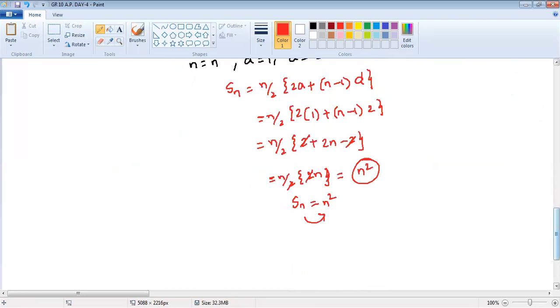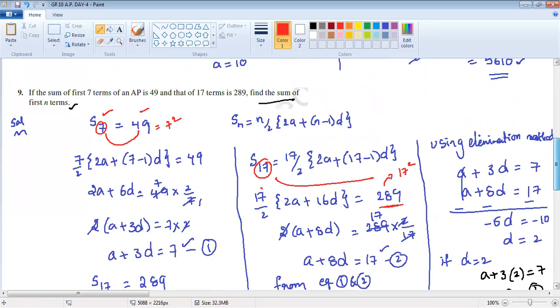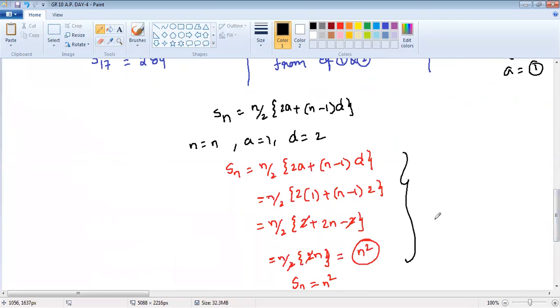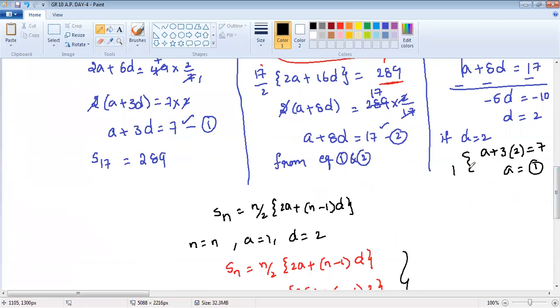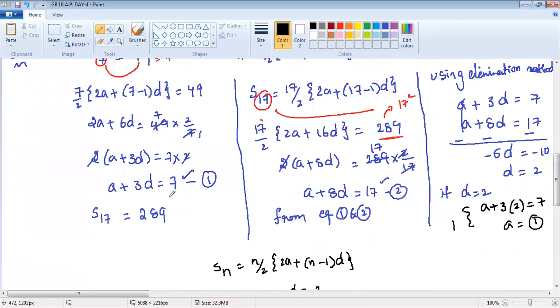If it is a 3-mark question, it did not come like a 3-mark. Most probably it has come for 4 marks. The last one, what we are doing, is totally 1 mark. Finding the a value and d value is another 1 mark. And substituting and finding equation 1 and equation 2 is 1 mark, and this is 1 mark. Totally 4 marks will be distributed like this.